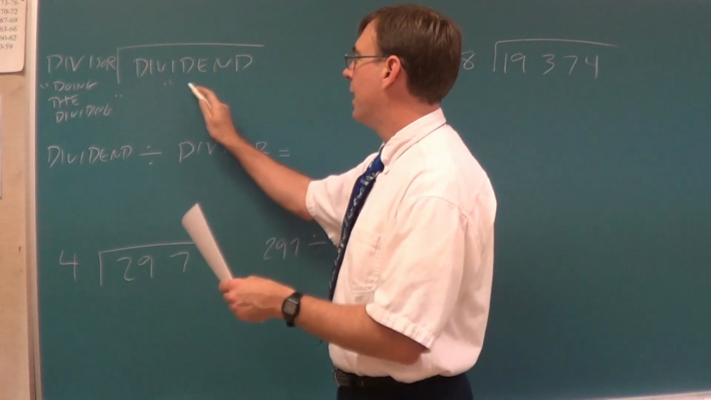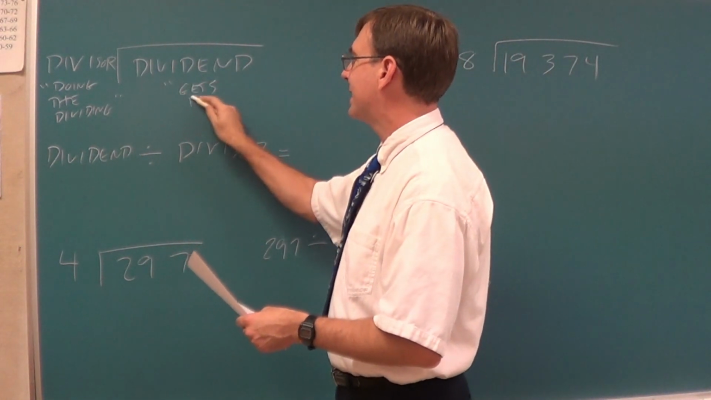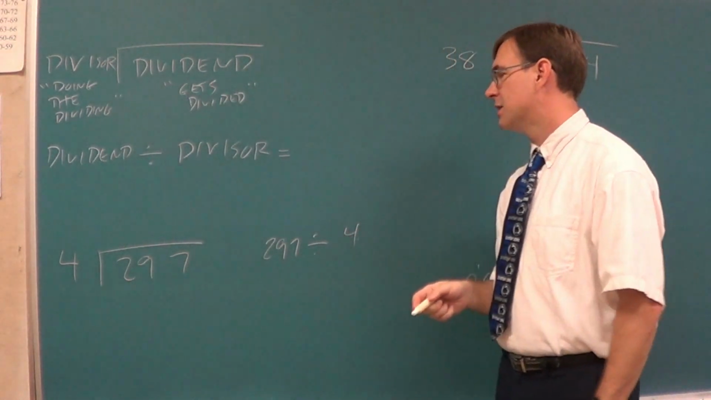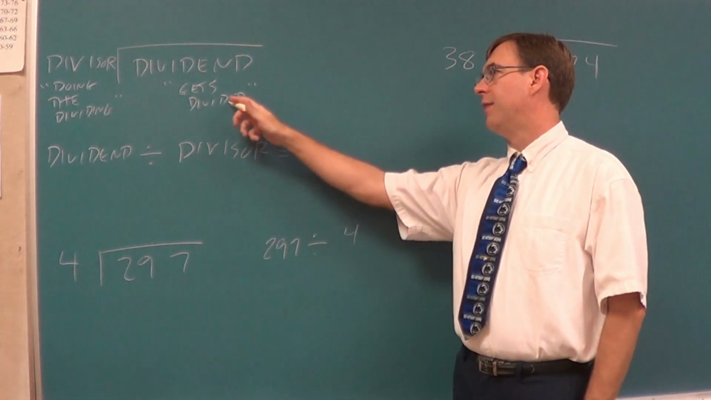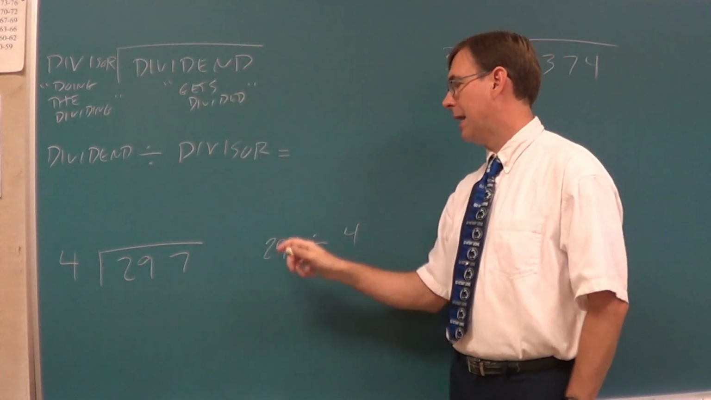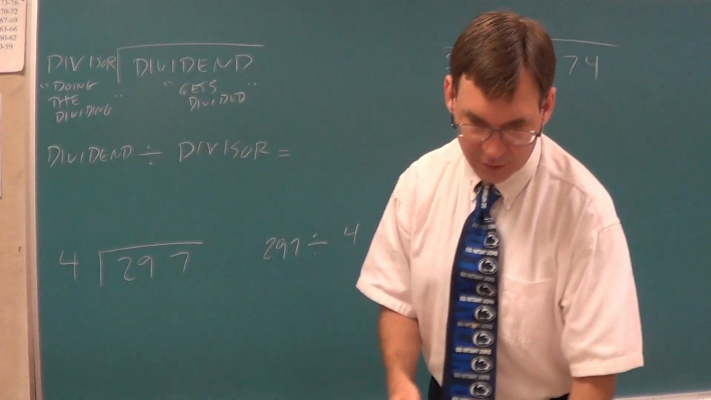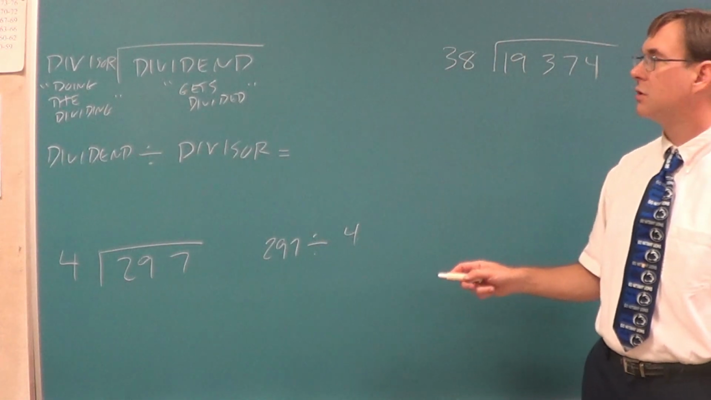The dividend, I'll call the number that gets divided. So if I had 297 pencils in a pile, that's getting divided. That's the dividend. It gets divided. The divisor, like, divides it. So that's how I'll phrase those.